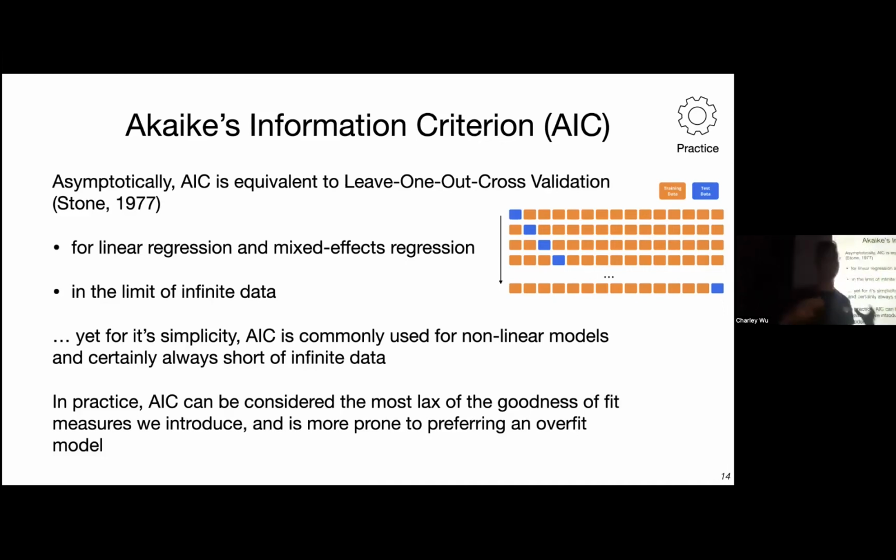So in the limit of infinite data and for linear regression models, AIC is equivalent to this leave-one-out prediction error. Yet in practice, it's often used for models that are not linear regression models, and certainly always short of infinite data. So more generally, we can think of AIC as one of the more lax goodness-of-fit measures we introduce in this tutorial, and it's more prone to overfitting, to preferring an overfit model, than some of the other measures. So the high-level theory in practice is really trying to describe cross-validation error in this limiting context.